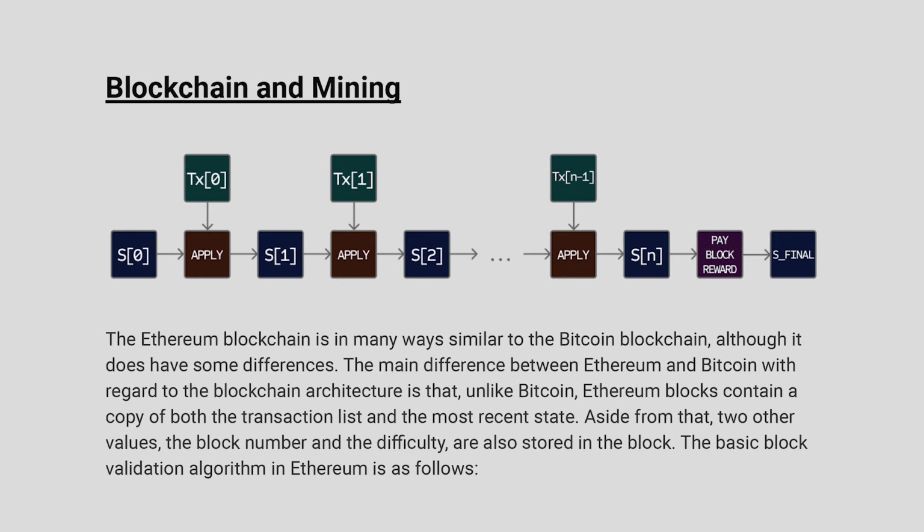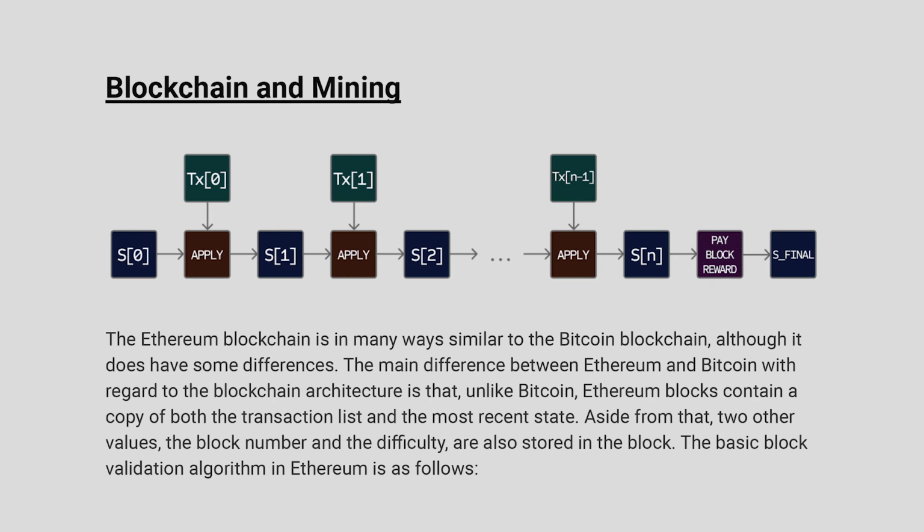Blockchain and mining. Here's a diagram. The Ethereum blockchain is in many ways similar to the Bitcoin blockchain, although it does have some differences. The main difference between Ethereum and Bitcoin with regard to the blockchain architecture is that, unlike Bitcoin, Ethereum blocks contain a copy of both the transaction list and the most recent state. Aside from that, 2 other values, the block number and the difficulty, are stored in the block.